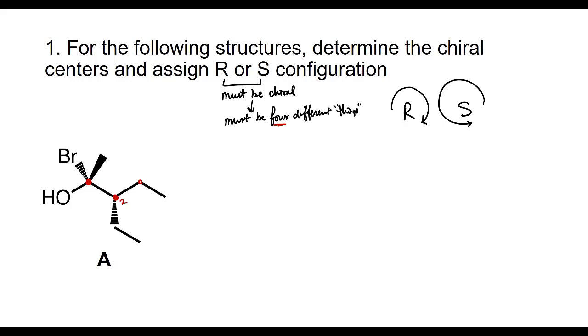Because I have two hydrogens, right? And that automatically says it doesn't have four things. How about this carbon? Is that chiral? No, why not? I have three hydrogens, right? So automatically you can know if something's chiral or not based on the four-thing rule. So if I have four distinct things, then it is chiral. If I don't, then it is not. So these are not chiral.